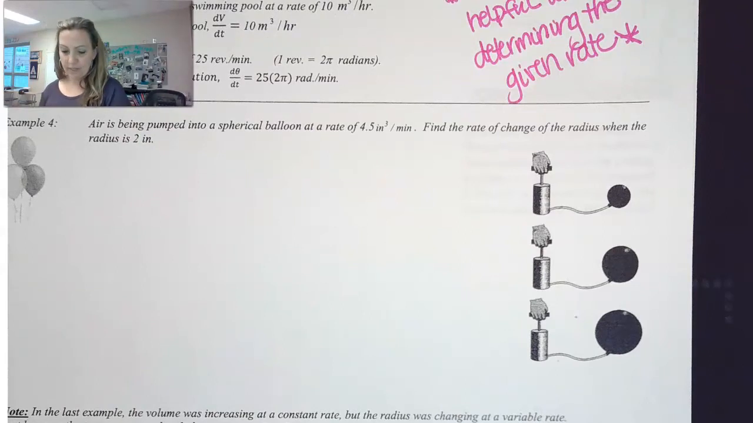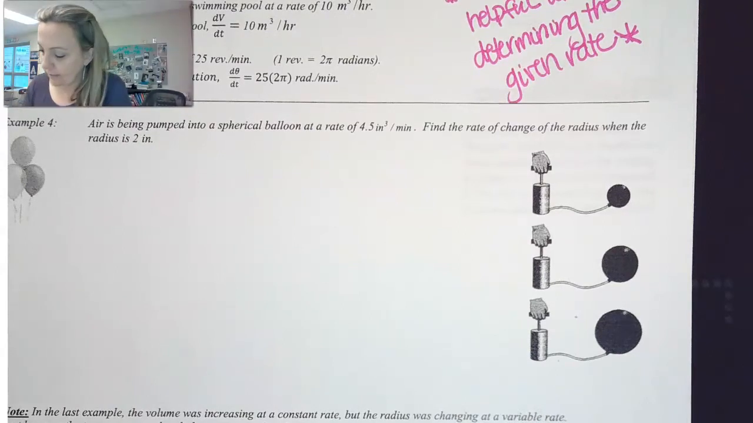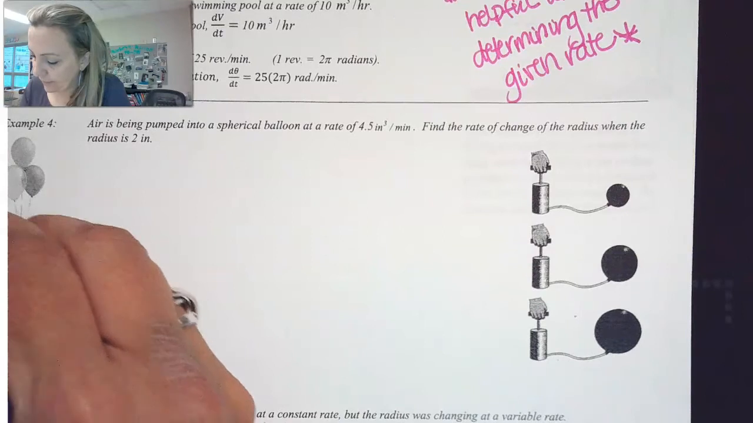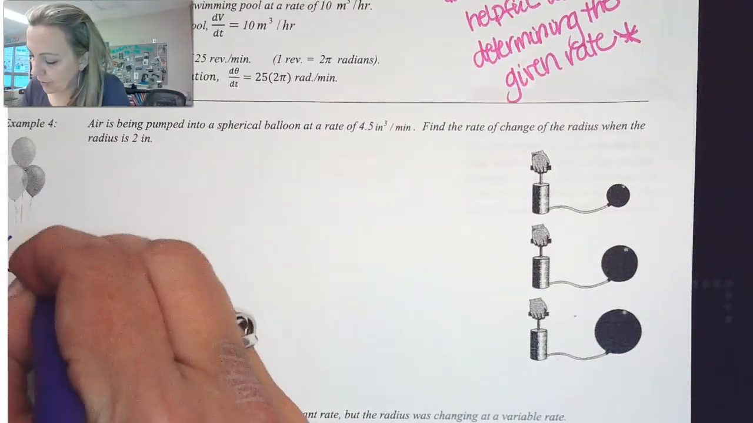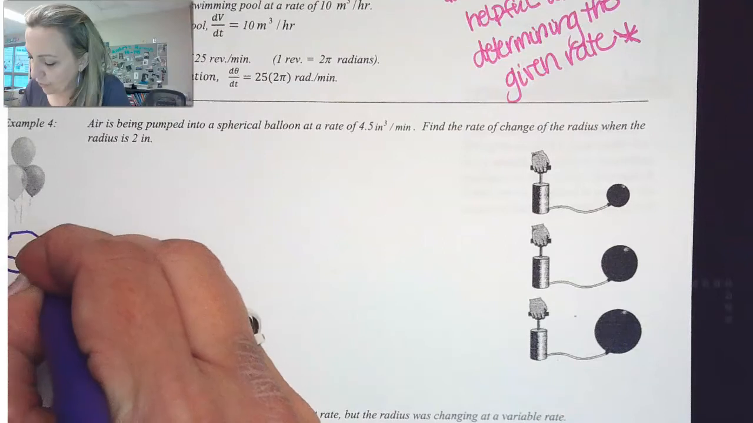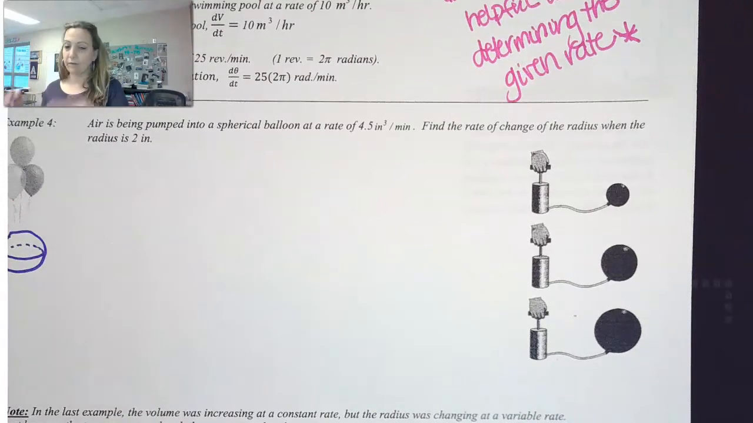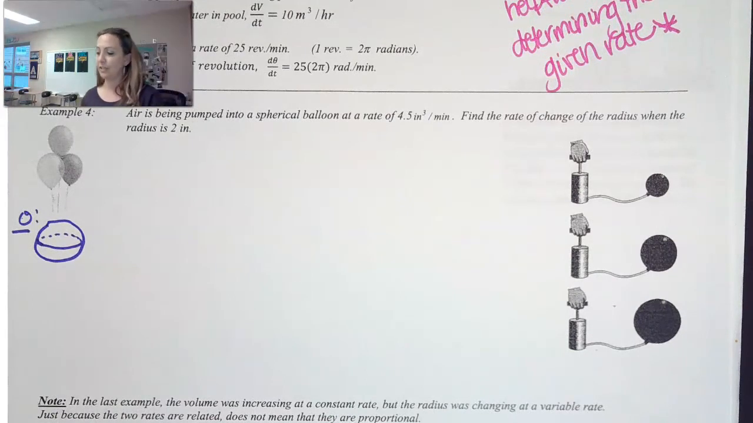Okay. So again, I don't like step 0, but step 0 is to draw a picture. Here is my picture of this balloon. I don't know what else you want me to do. So there's a picture of the balloon that's actually a sphere.